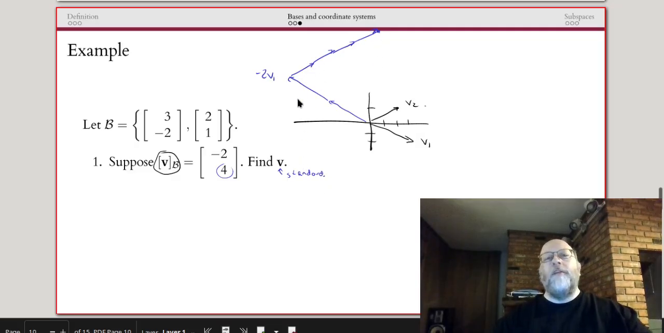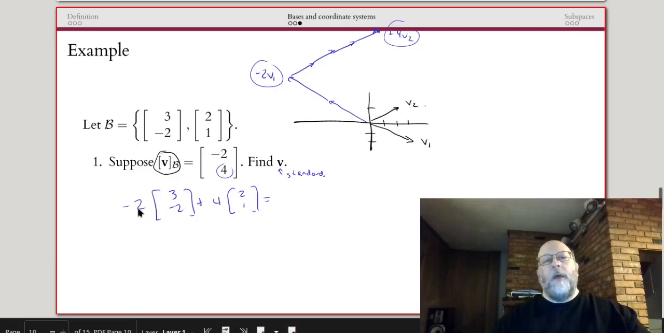Now, this means standard coordinates because there's no little subscript b after this. Well, we can figure out what this linear combination is by taking negative 2 v1 and 4 v2. So negative 2 times 3, negative 2 and 4 of 2, 1. So let's see what we get. We get negative 6, positive 4 plus 8, 4. And that adds up to positive 2, 8. So I didn't draw this very well because it should have been a little bit over the negative 2. But these are my standard coordinates.